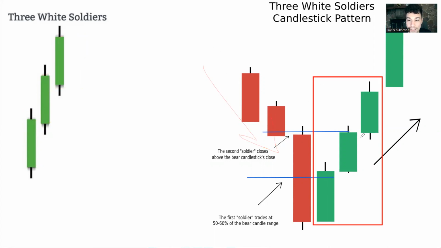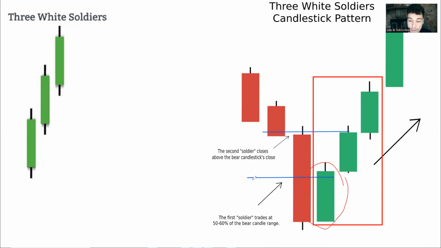And you can see that the second soldier needs to close above the bear candlestick's close. So that's what you're really looking for, right? You want this to close above and really indicate that you're having some momentum here, right? The first soldier, which is going to be this candlestick right here, you want it to trade at 50 to 60% of the bear candle range. Meaning just how we looked at the last one, and you want it to open about 50% or more above. That's what we're looking for as well here.